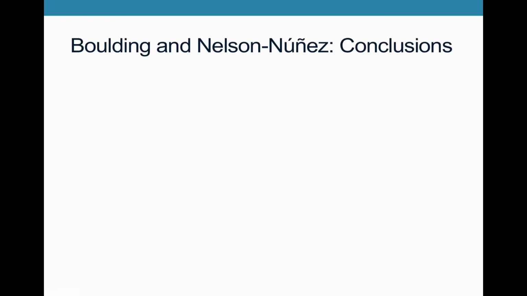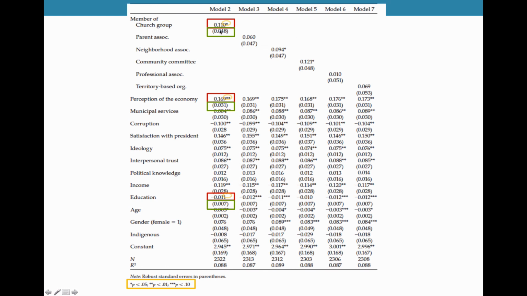So the conclusion that Nelson, Nunez, and Boulding draw is that there are relationships between participating in civil society organizations and supporting democratic institutions. But one, it depends on the type of organization. We see that there is a statistically significant relationship for church groups, but not for being part of a parents association. There is for neighborhood associations and a community committee, but not for being part of a professional association. So it's going to depend on what kind of civil society participation you're doing.